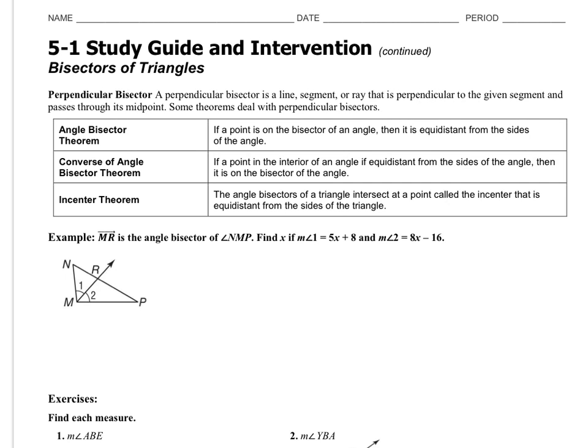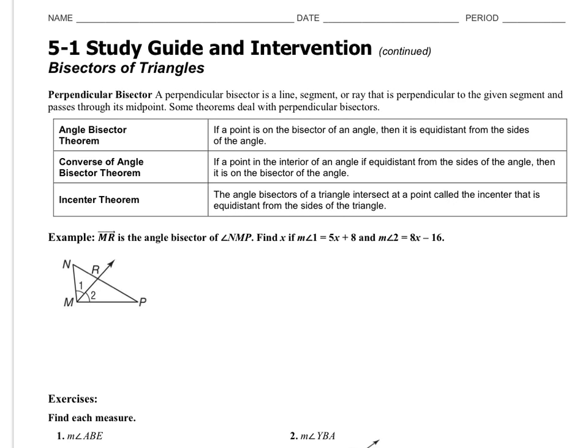And then we also have the in-center theorem. The in-center occurs when your angle bisectors intersect. You should have 3 of those. So the intersection of the 3 angle bisectors is your in-center. And our in-center theorem tells us that the in-center is equidistant from the sides of the triangle.